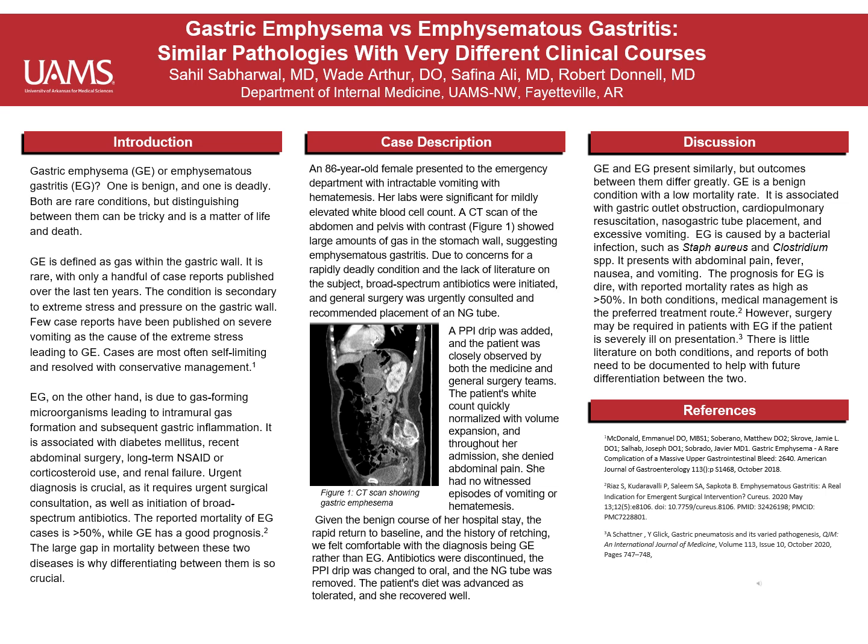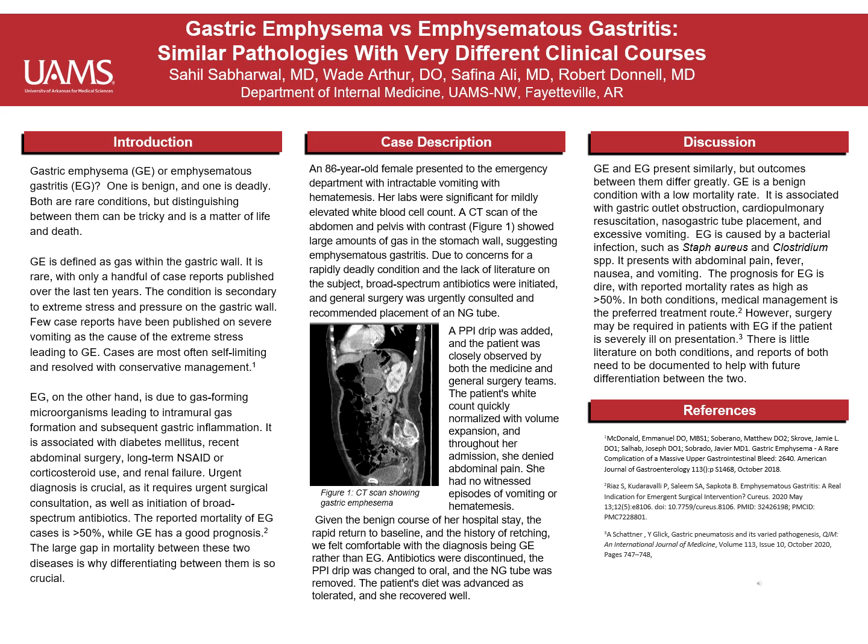Emphysematous gastritis, on the other hand, is due to gas-forming microorganisms such as Staph aureus and the Clostridium species that can cause intramural gas formation and subsequent gastric inflammation. The patient will present with abdominal pain, fever, nausea, and vomiting. Some predisposing factors include recent abdominal surgery, long-term NSAID or corticosteroid use, renal failure, or a history of diabetes.